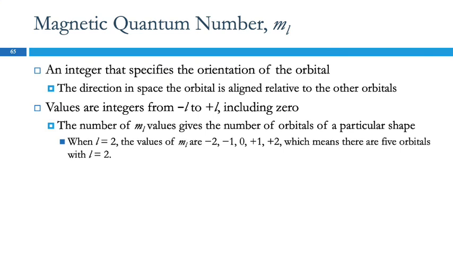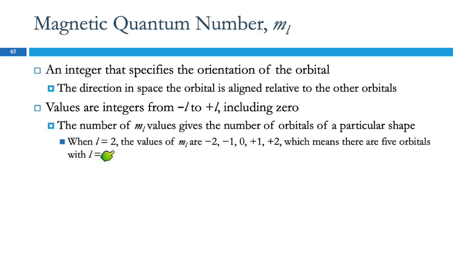The magnetic quantum number specifies the orientation in space. And the direction in space is just relative to other orbitals. They don't all line up vertically or something. And these values go from negative l to positive l, including 0. There's questions on the worksheet about this. I don't like questions like this on an exam, but I do have to teach you this stuff.